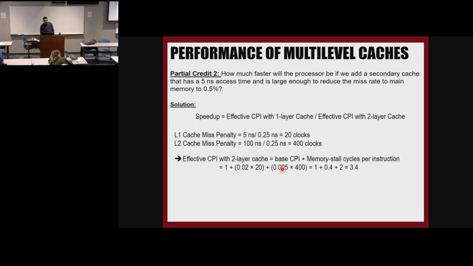plus 0.005, which is this 0.5% miss rate for the cache layer 2, times 400, which is the miss penalty for the cache layer 2. So if I add these, I will get 3.4. So now you can see how adding a second layer cache could change the effective CPI from 9 to 3.4. If I want to calculate the speedup, I divide 9 by 3.4, and it gives me a 2.6 speedup. Does that make sense?